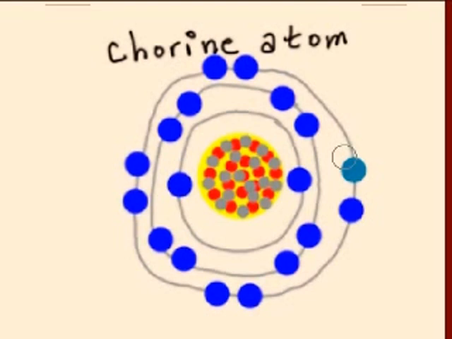Now it's happy. However, it has one more negative charge than positive charge. And so this chlorine atom is now no longer an atom, because it has another electron, because it has a charge now. And so for that reason we call it the chlorine ion. It is now a chlorine ion.